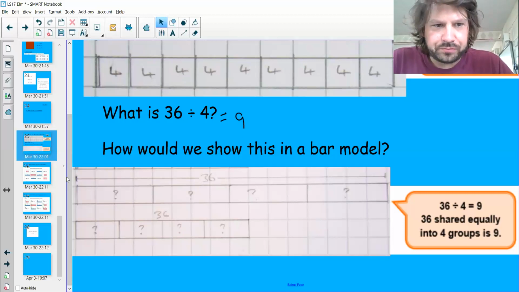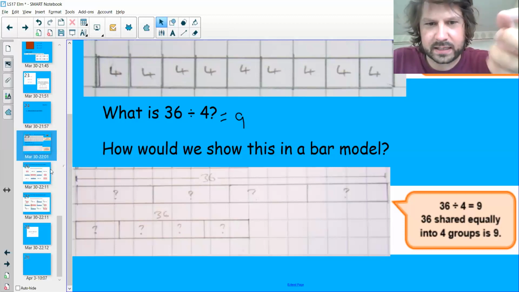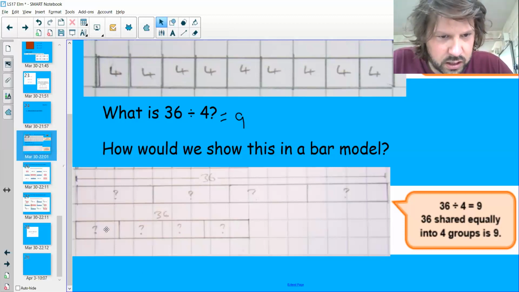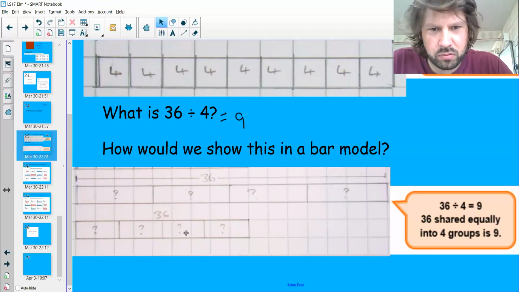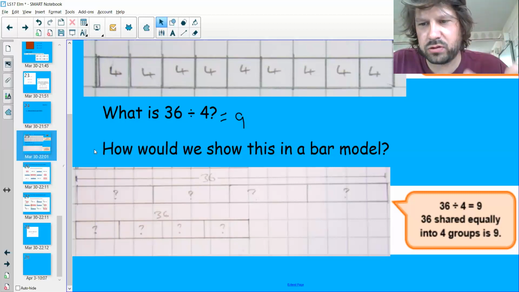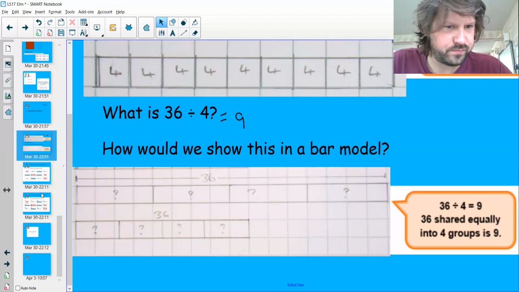These squares don't have to be exactly the same. So long as they're equal, it doesn't matter how big they are. You can see here that this one wasn't 9 squares long. This was 1 square, but it's what I've written in there that's important. Okay, so that's a bar model. 36 divided by 4 equals 9. 36 shared equally into 4 groups is 9.